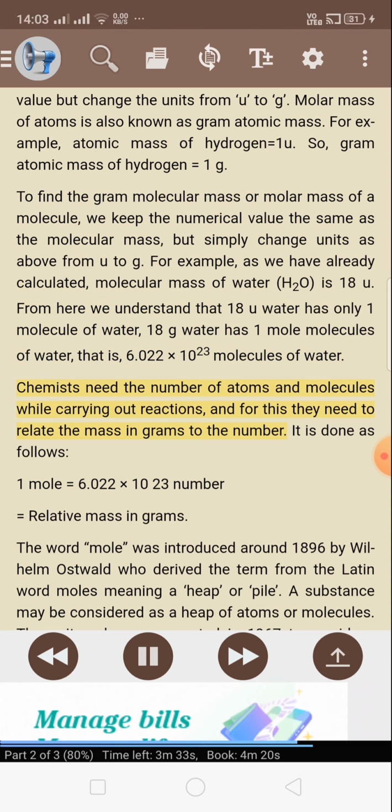Chemists need the number of atoms and molecules while carrying out reactions, and for this they need to relate the mass in grams to the number. It is done as follows. 1 mole equals 6.022 × 10^23 number, equals relative mass in grams. Thus, a mole is the chemist's counting unit.